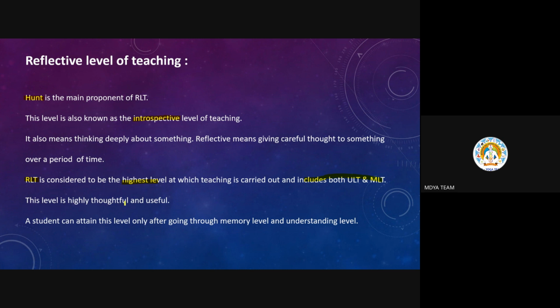This level is highly thoughtful and useful. A student can attain this level only after going through memory level and understanding level. You just can't directly come to reflective level. In order to reach here, you have to cross the memory level and the understanding level of teaching. Now all of you are at reflective level of teaching. So in order to come here, you have to pass through the ULT and MLT.